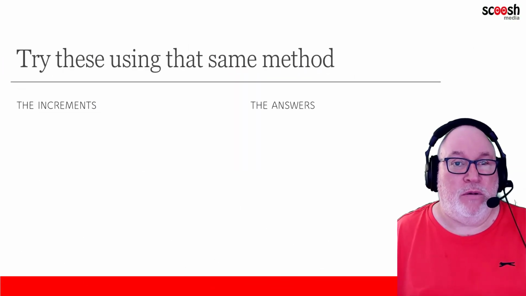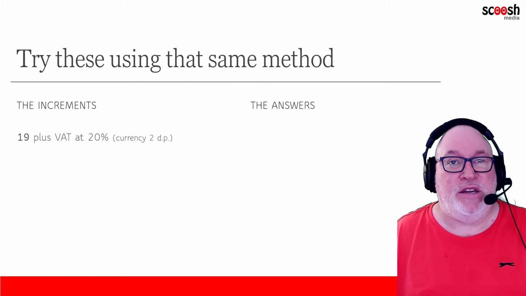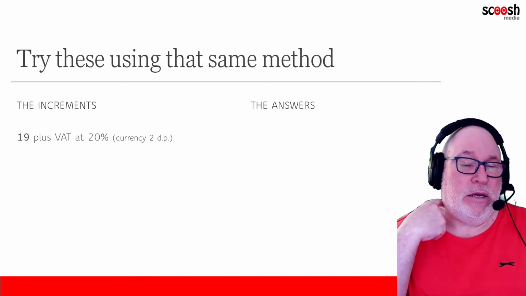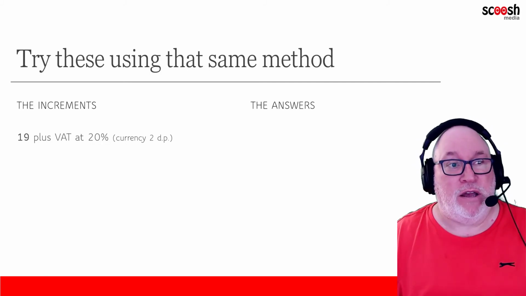So let's have a wee look. You try these ones. What I'm going to do is add some VAT, value added tax. It could be local taxes that run on 20%. Round to currency, 2 decimal places. Start with 19 and give me the end figure.